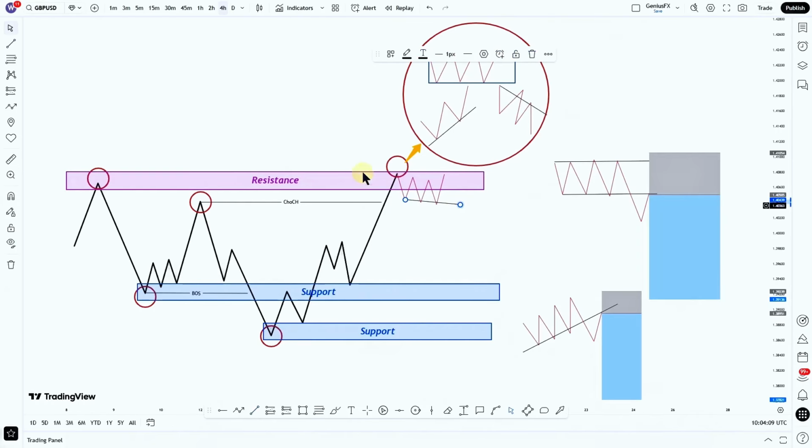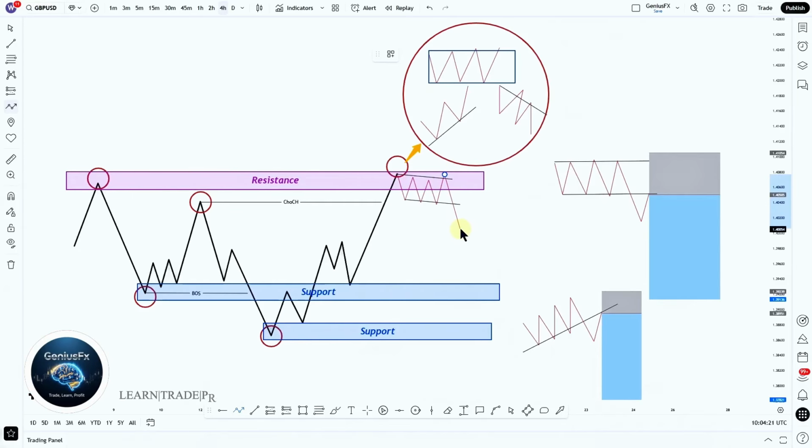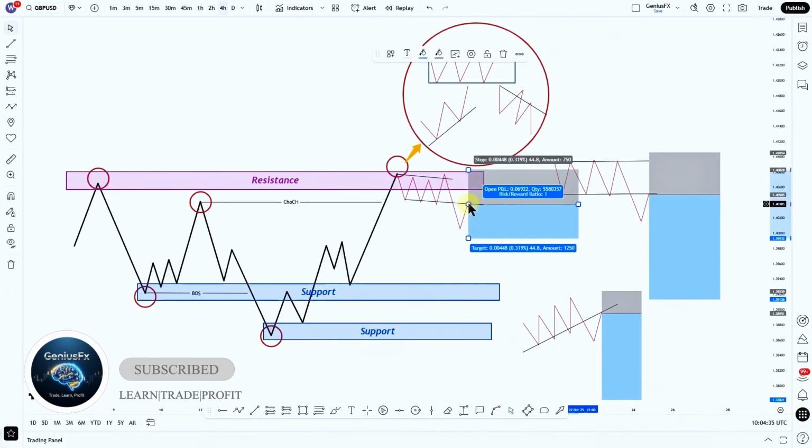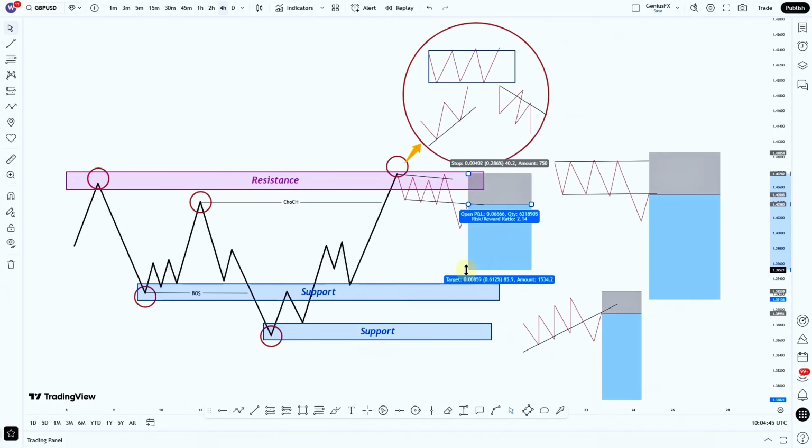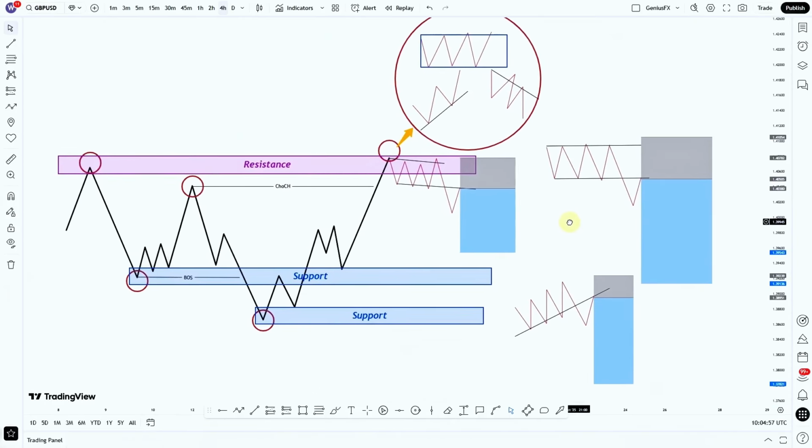You mark your ranging low and your ranging high, wait for a breakout, and then enter at the retest. Instead of placing your stop loss above the resistance, you place it above the ranging high. And this gives you a precise risk to reward ratio. This tells you exactly when to enter, not emotionally, but technically.